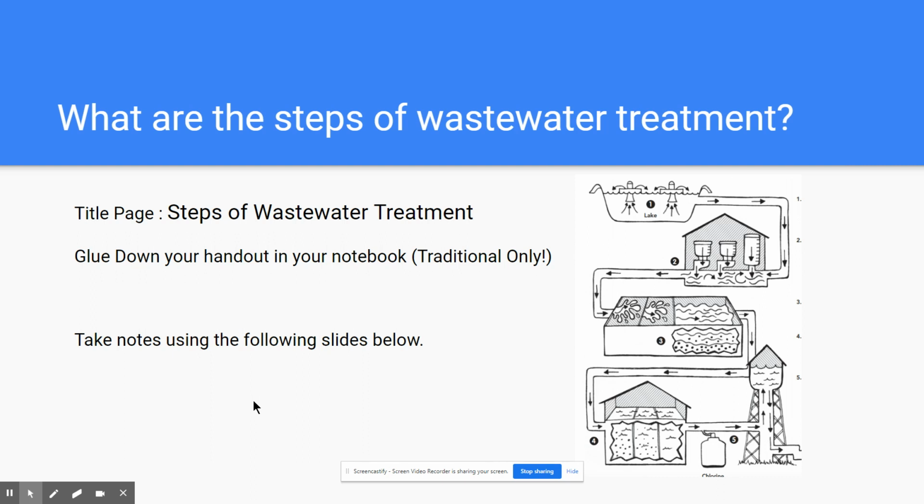So at this time, at the top of page 9, I think it is. Yeah, page 9. Let's title this Steps of the Wastewater Treatment. Steps of Wastewater Treatment. And you should have a diagram that looks like this one that I've given you. This is for traditional students only. Remote students, you're going to continue just to take notes as you have been in your notebook. But the students that are at school, you have this handout.